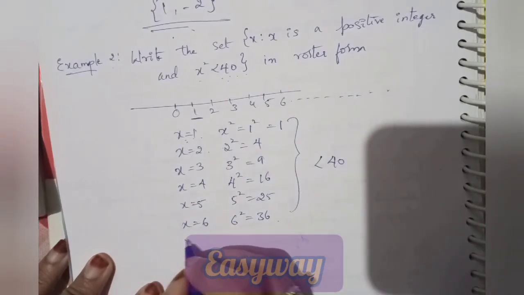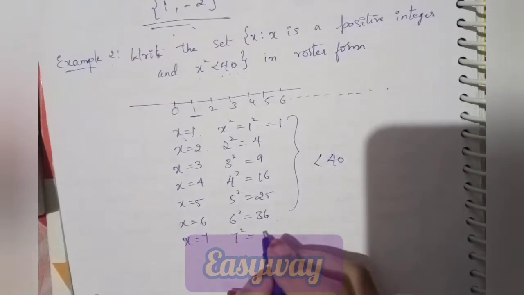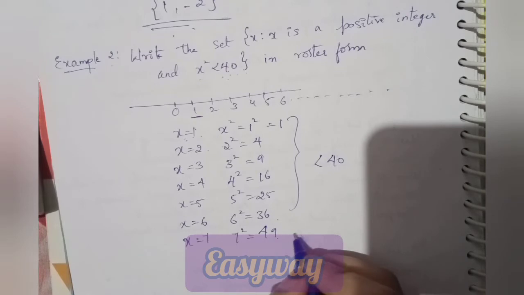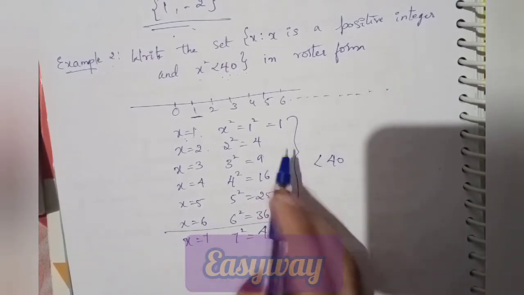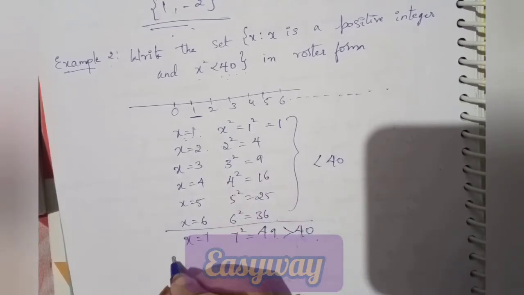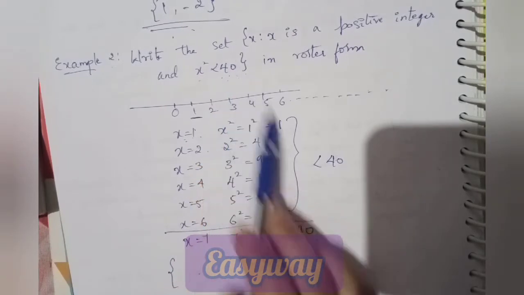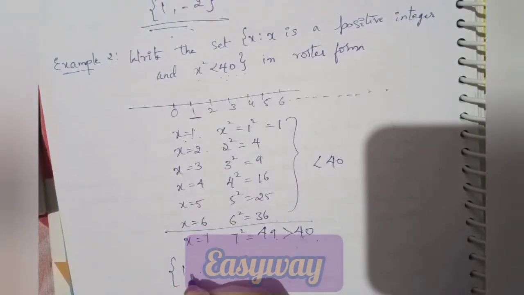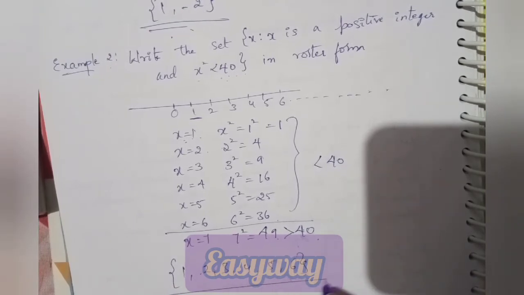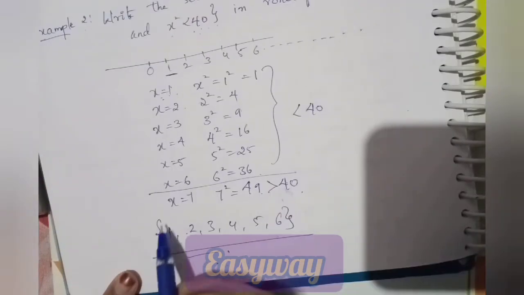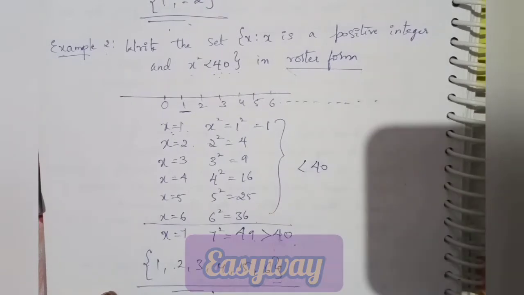And further if we do x equals 7, 7 square is 49. 49 is greater than 40. So this is not eligible. We have to write all x values for which x square is less than 40. So 1, 2, 3, 4, 5 and 6 are our answer. We have written them in flower brackets so that it is a roster form.